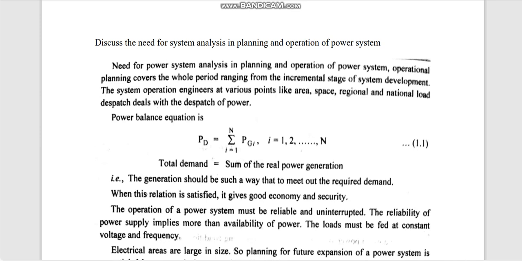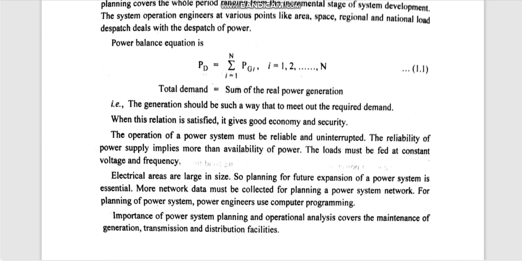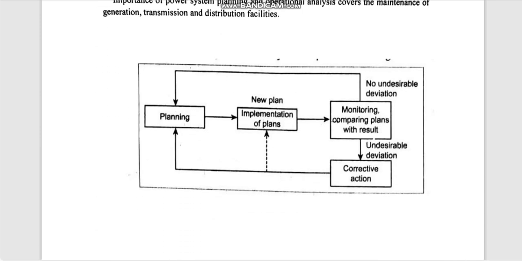For making the equation balance, we go for planning. This diagram shows our planning procedure. First of all, we should plan for balancing the equation. Next, we implement the plan in our system. First we plan, next we implement the plan.